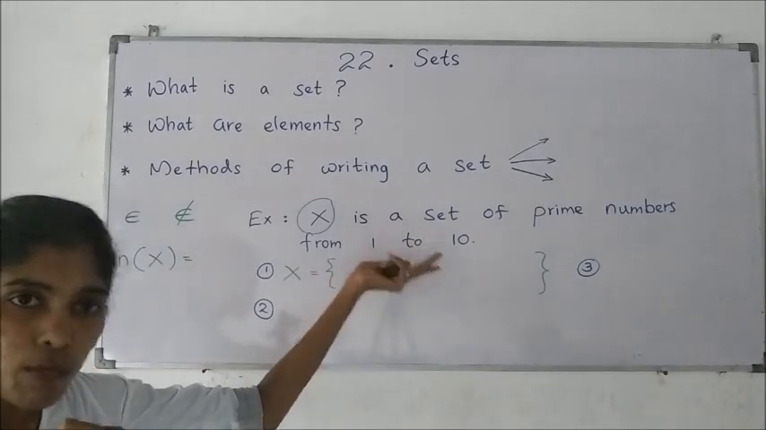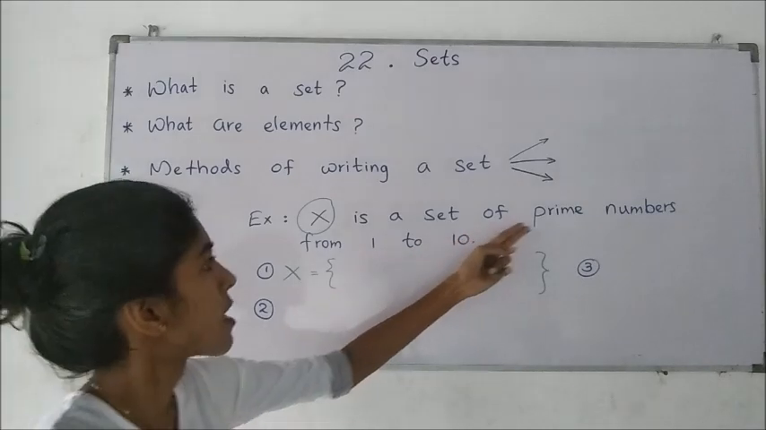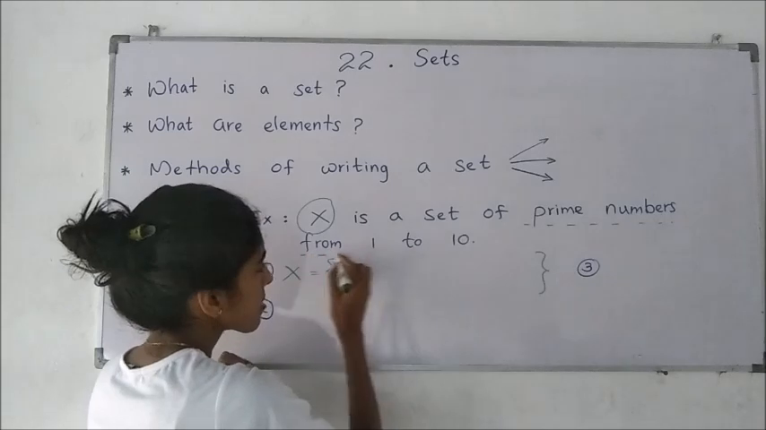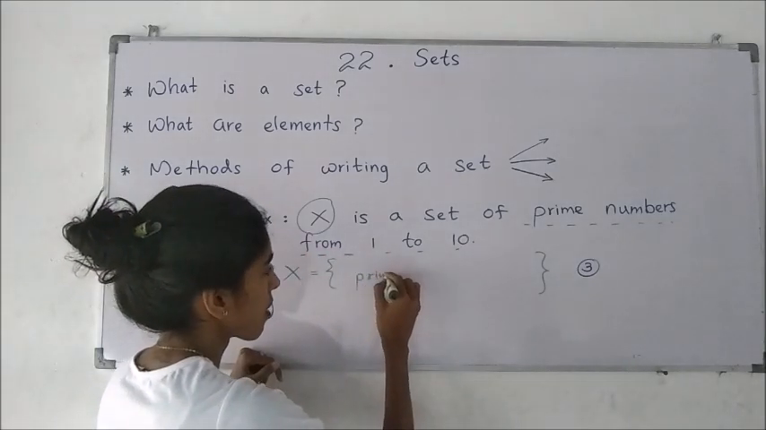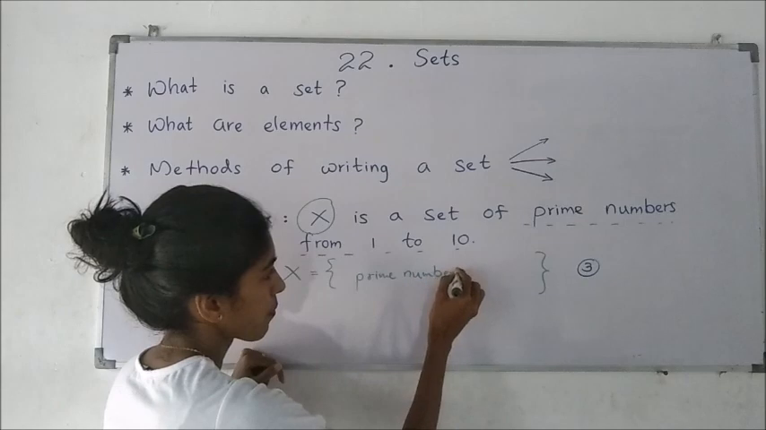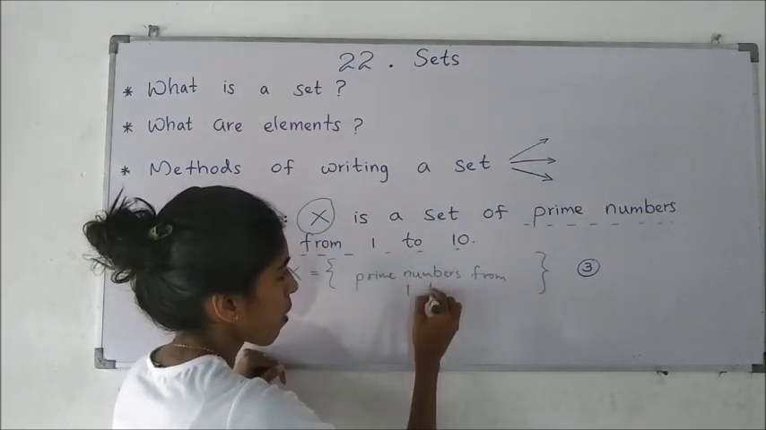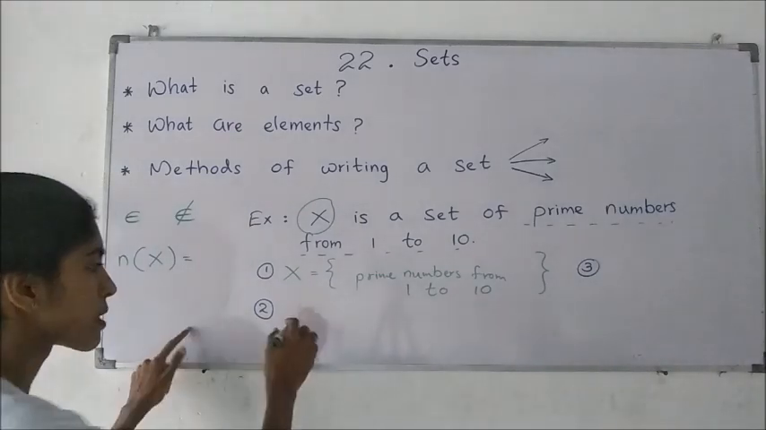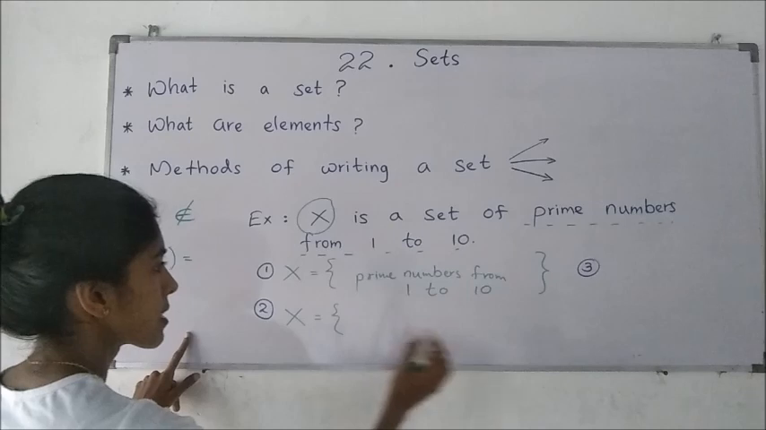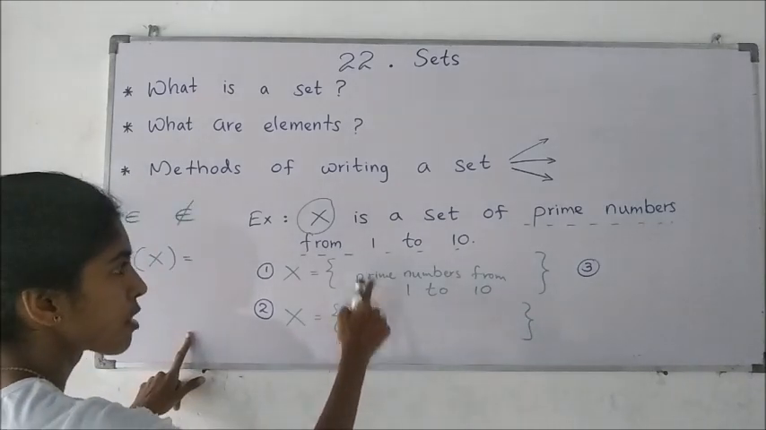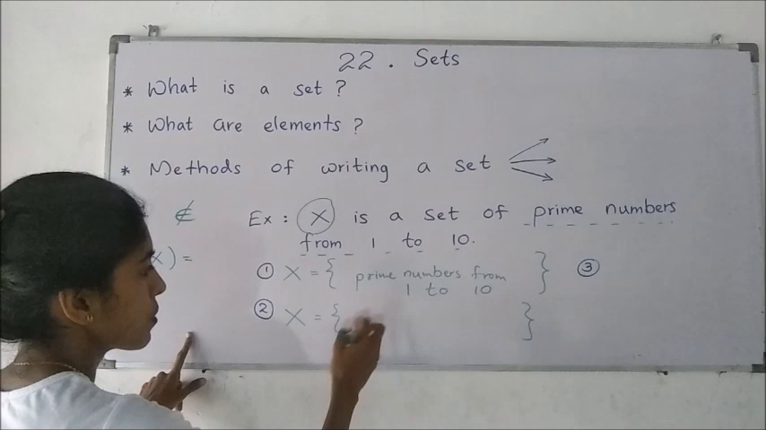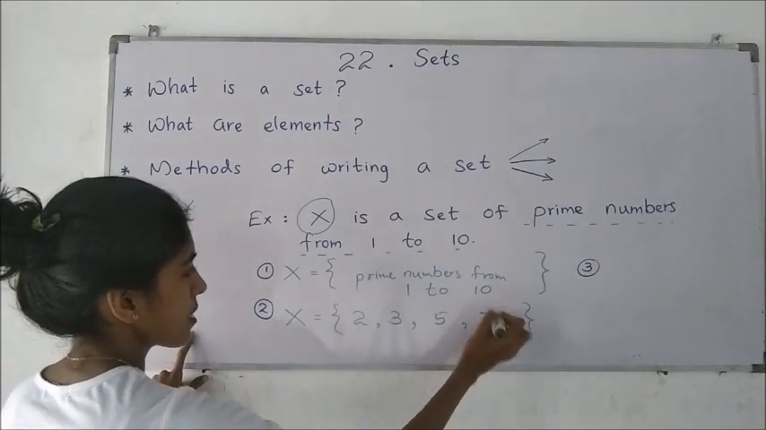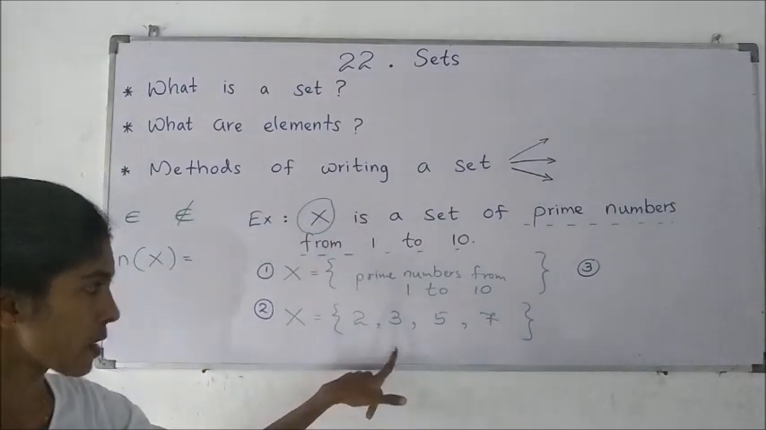So make use of the question. We can see what this set X is: prime numbers from 1 to 10. With the help of the question, you can write the answer here: prime numbers from 1 to 10. The second method is the listing elements method. What are the prime numbers from 1 to 10? 2 is there, 3, 5 and 7. These are the prime numbers from 1 to 10.